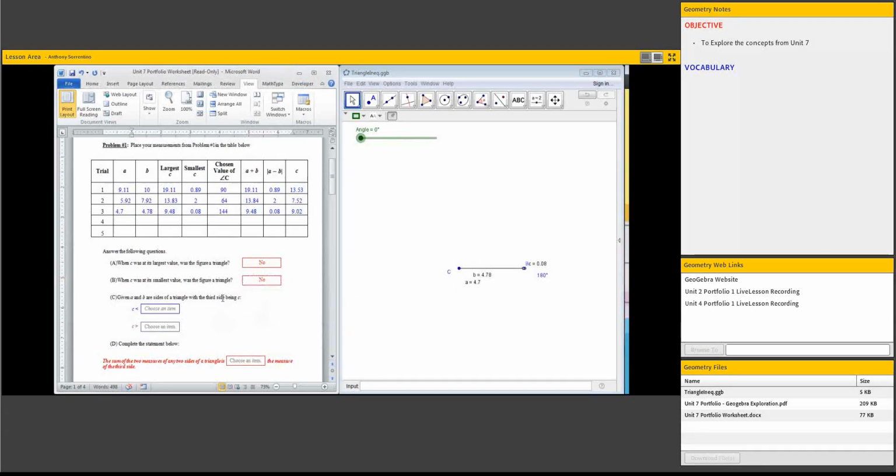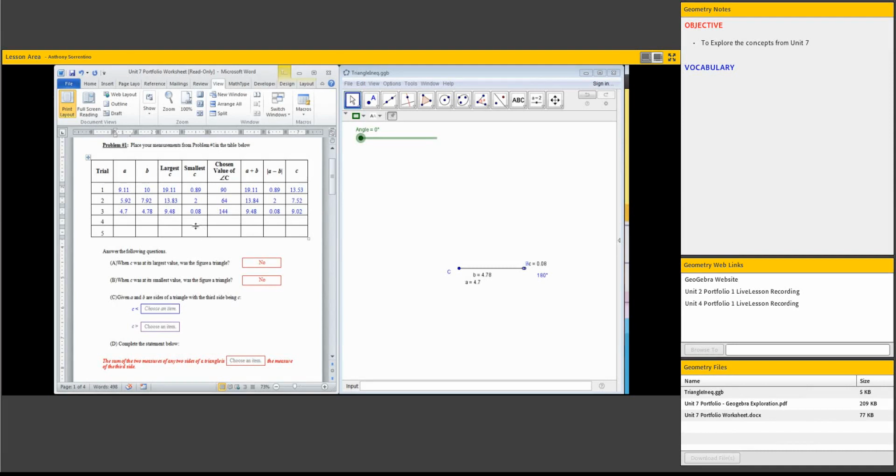And from the observations up there, it says, given that A and B are sides of a triangle, with the third side being C, C has to be less than. Now remember, when I was at 0 and 180, they weren't actually triangles anymore. Okay? So I still want to make sure I have a triangle when I'm making these statements. So if I have the third side of a triangle, I always want to make sure that I'm smaller than my largest possible C value and bigger than my smallest possible C value.